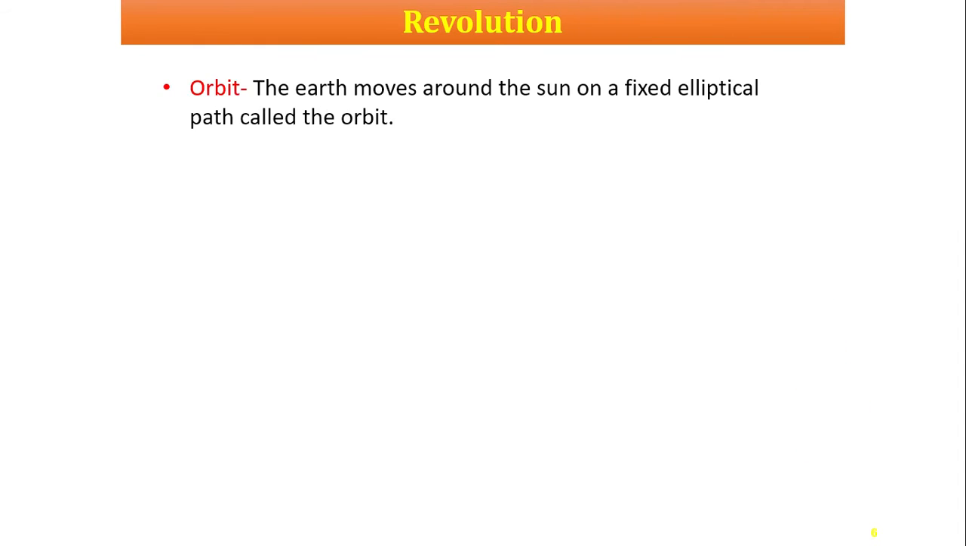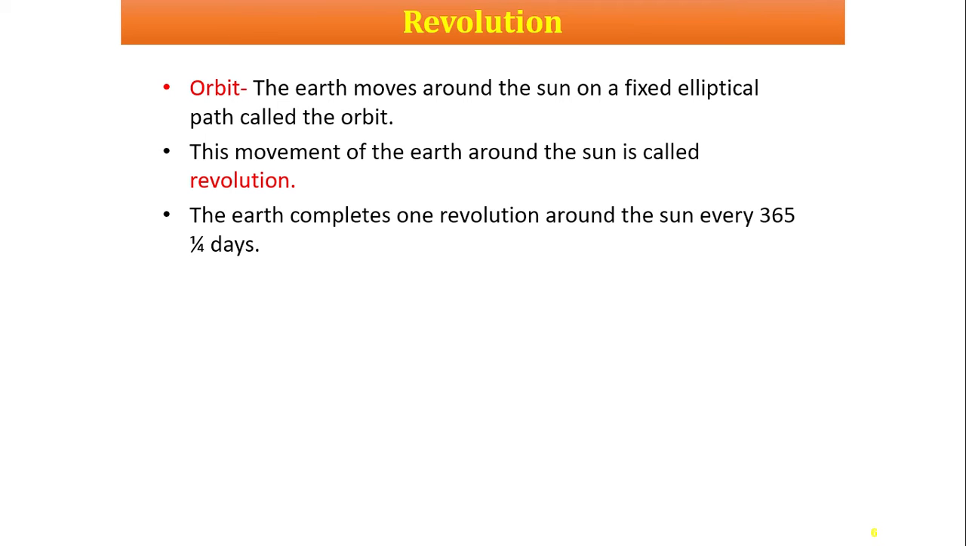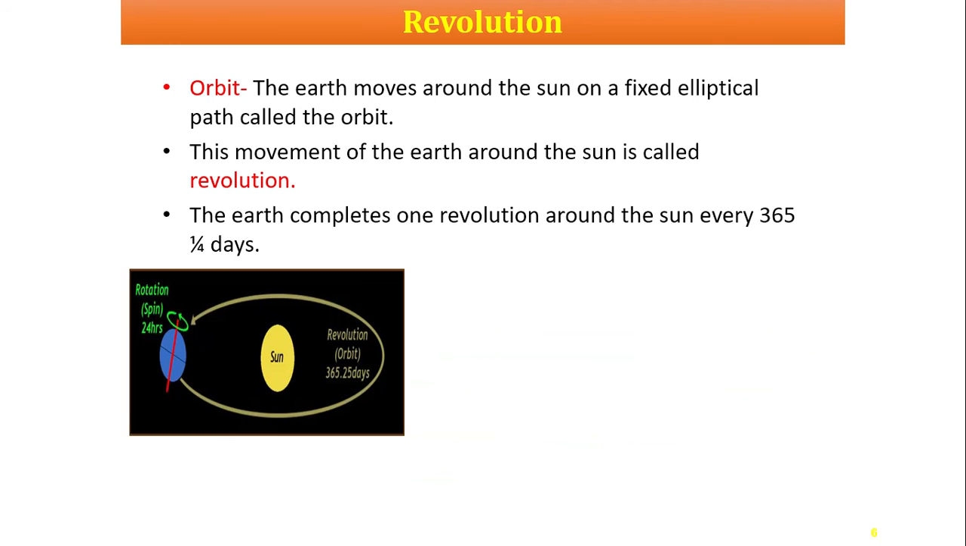While the earth rotates around its axis, it also moves around the sun on a fixed elliptical path called the orbit. What is elliptical path? It is an oval-shaped path. This movement of the earth around the sun is called revolution. It takes 365 and 1/4 days for the earth to complete one revolution. This motion of the earth around the sun is known as the annual motion.